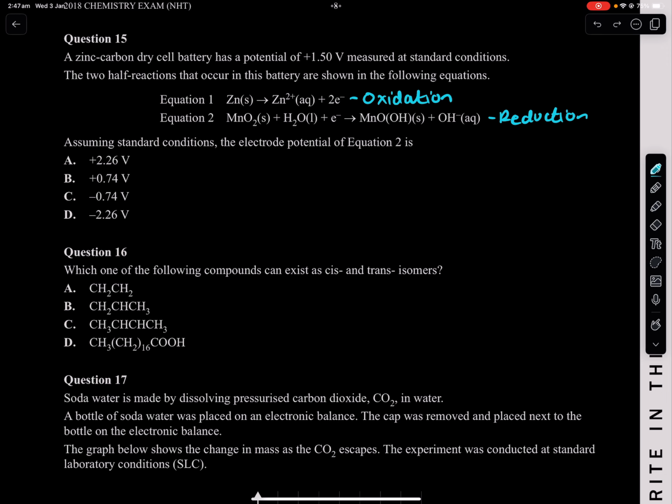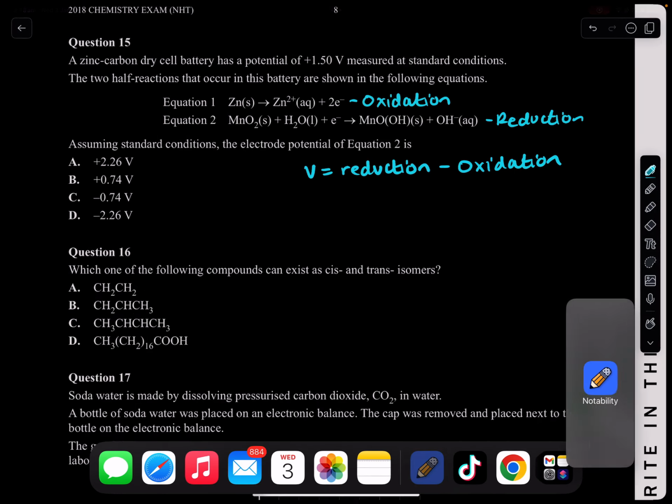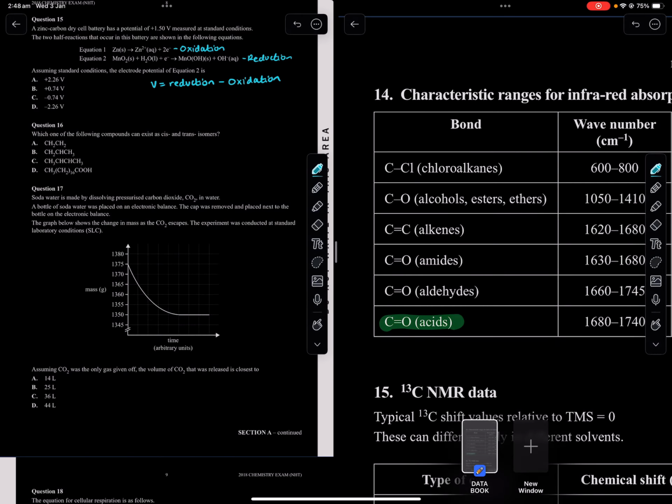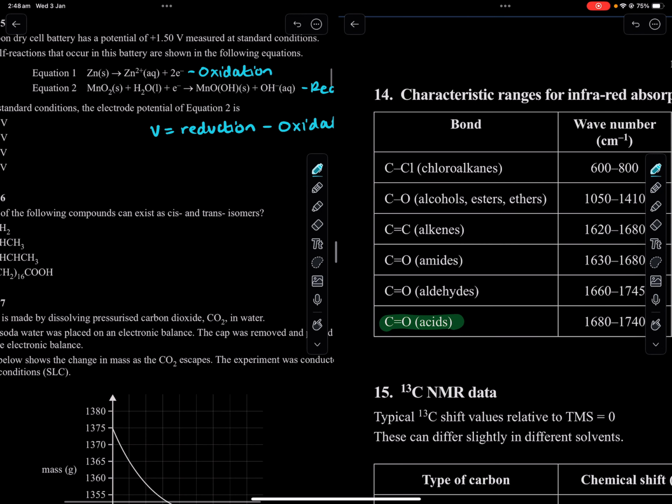Remember, the way I always tell students, the formula is what? Your voltage is the voltage of the reduction, so the highest in the electrochemical series, minus oxidation. So which one? Let's think about this. So in this case, our final voltage is what? It's 1.5.